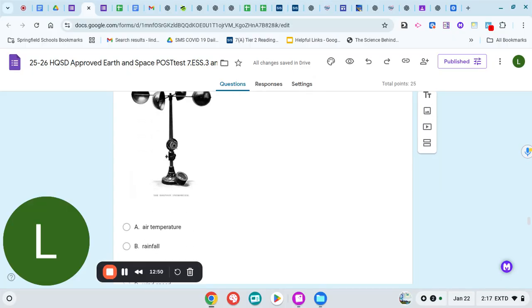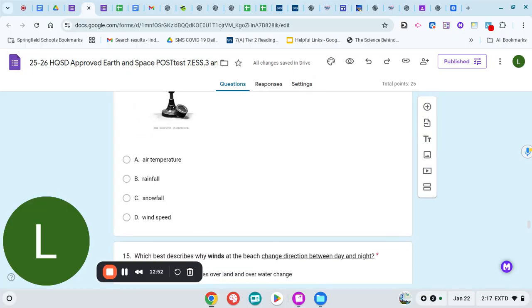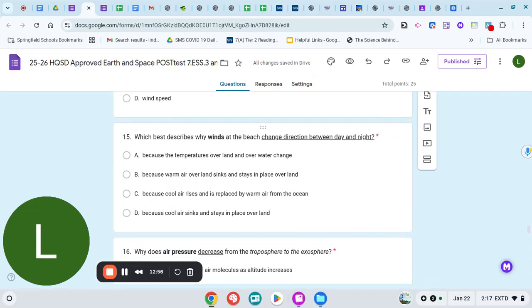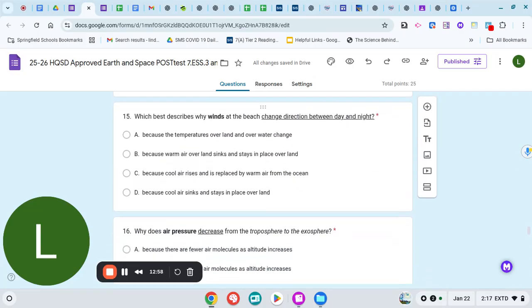What does this instrument measure? A, air temperature. B, rainfall. C, snowfall. D, wind speed. Go ahead and pause and come back.